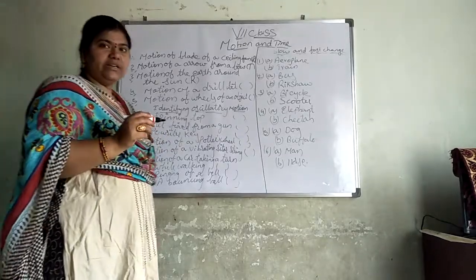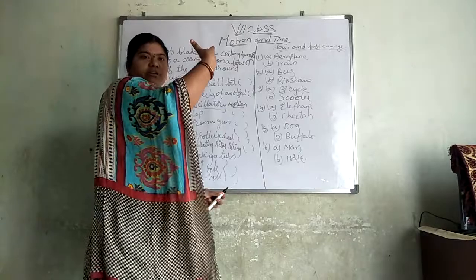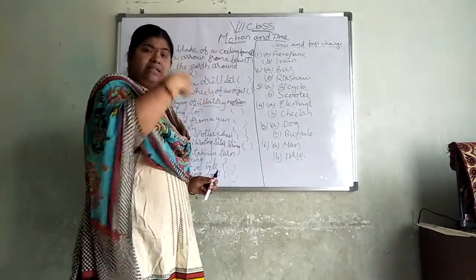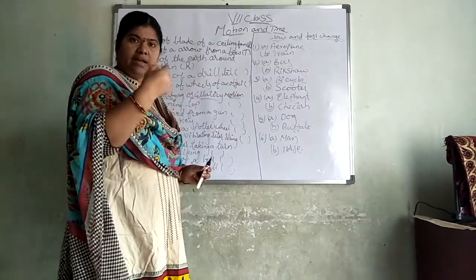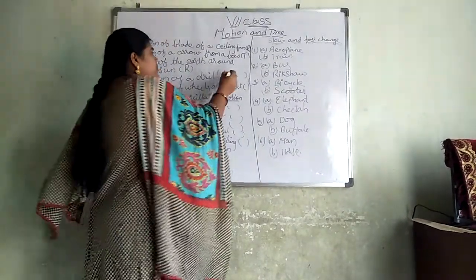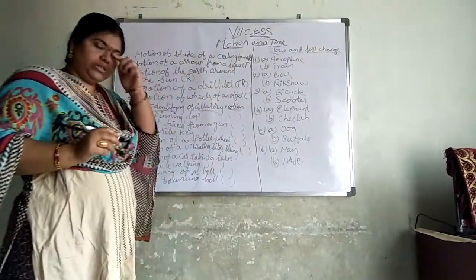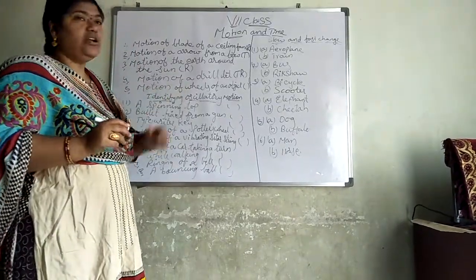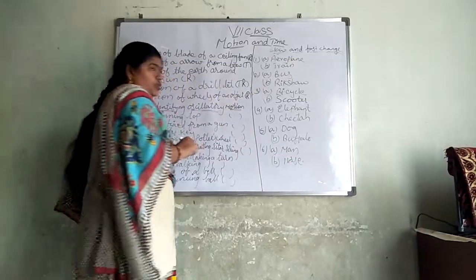Motion of a drill bit. When we are trying to make holes in the walls, the drill bit goes straight, and you can see that the drill bit also rotates. So here you can see both the translatory and also the rotatory motions. Motion of a wheel of an object. Always the wheel will be in a rotatory motion.